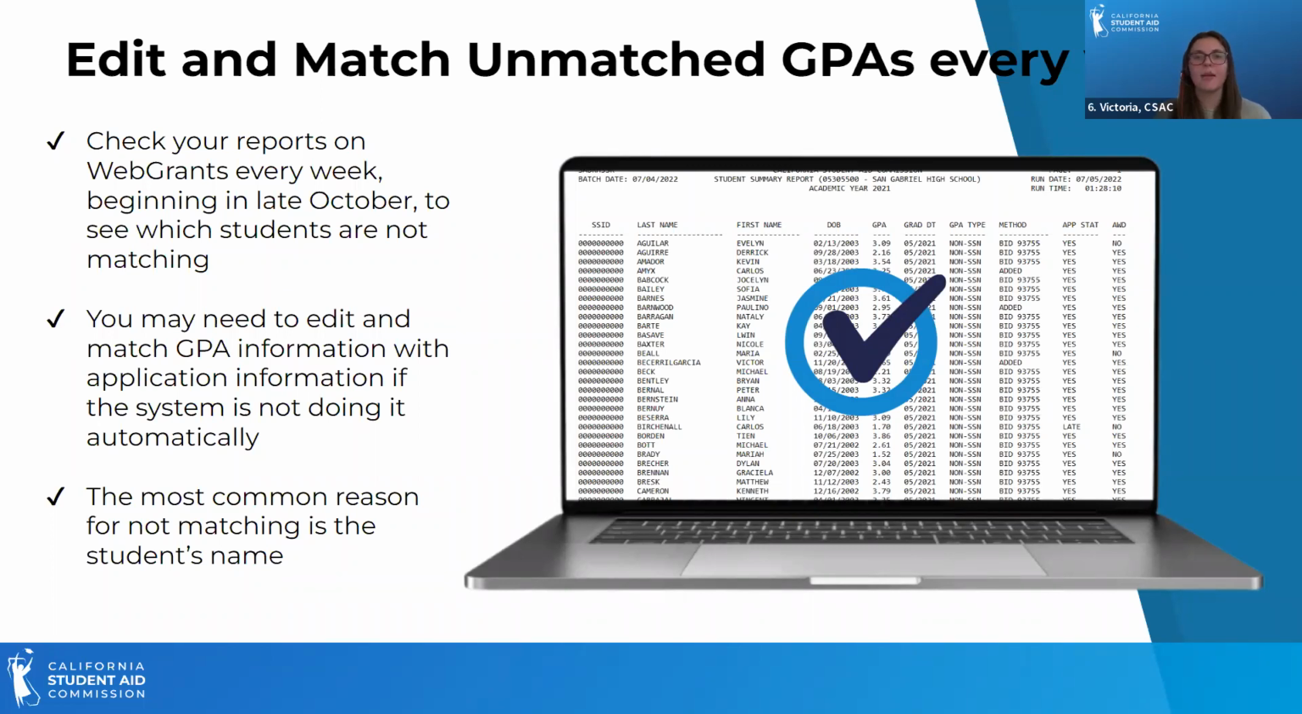So editing and matching, if they did not find each other in the system, maybe there was a misspelling of the name, a different date of birth, different addresses. There's lots of different reasons why it might not match automatically. We do offer some webinars about the editing and matching process, so you can check out our training website, and we also have a pre-recorded version on our YouTube channel as well.